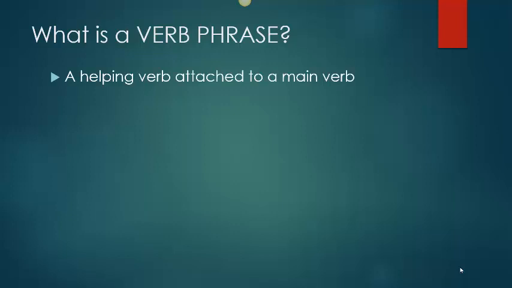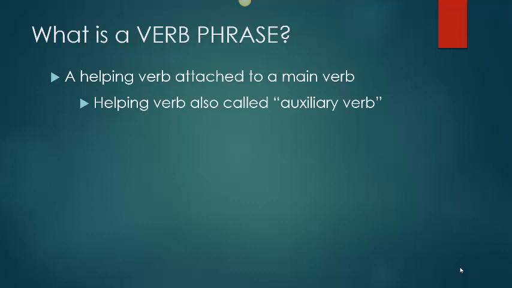A helping verb is attached to a main verb. That's what makes up a verb phrase. A helping verb is sometimes called an auxiliary verb. You do have to know both terms in case you hear it both ways.